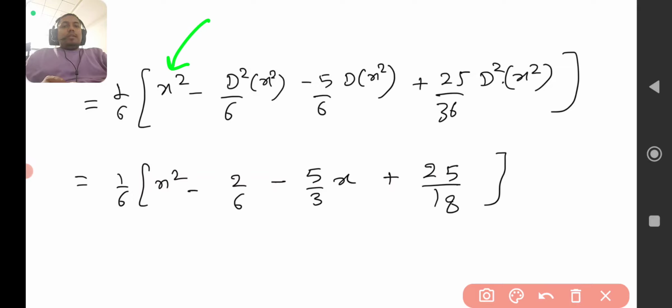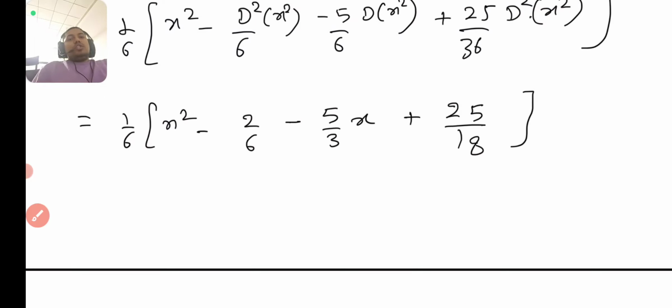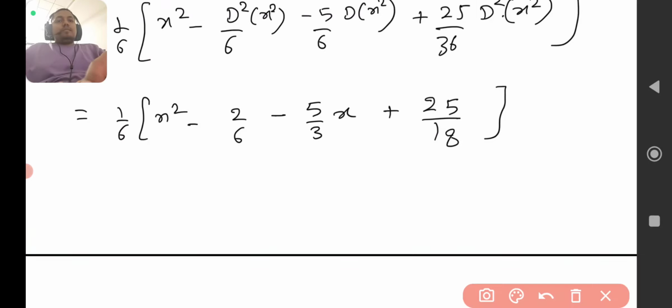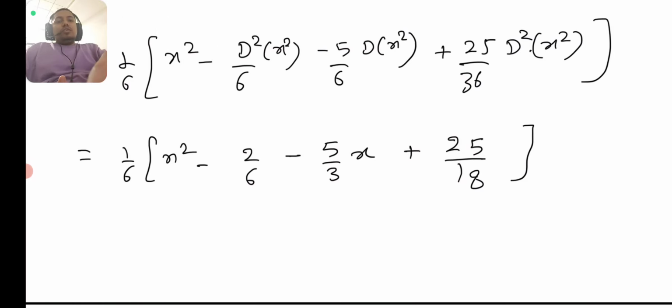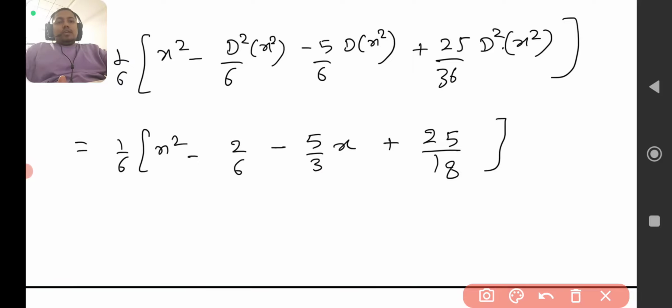X square multiplication in 1, x square sitting here, x square sitting here, x square sitting here. And you know what to do? What will you do? D square means 2 time differentiation, d means 1 time differentiation. Do that. So here 2 time differentiation, 2 will come, right? So 2 by 6. Here x square when you differentiate 1 time, how much will come? 2x will come. So that 2 and 6 you can cancel, 5 by 3 will come.